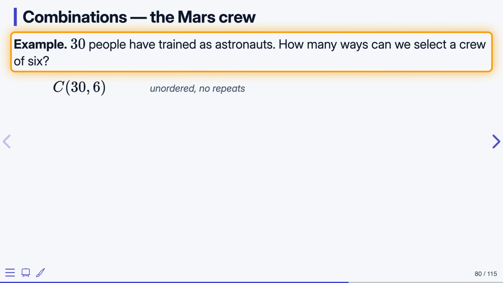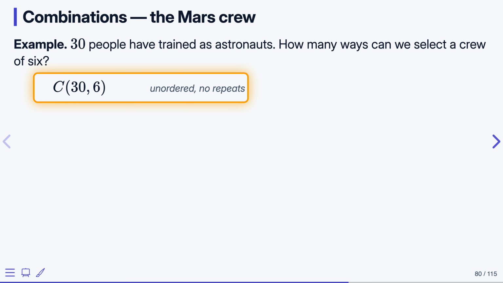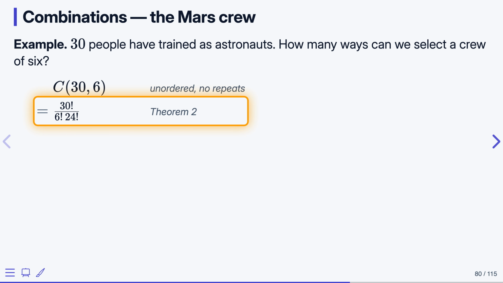Now the second one. 30 people have trained as astronauts, and we choose a crew of 6 for a mission to Mars. Order does not matter here either, so it is a combination. Line 1. We want C(30, 6). Line 2. Theorem 2 gives 30 factorial over 6 factorial times 24 factorial.